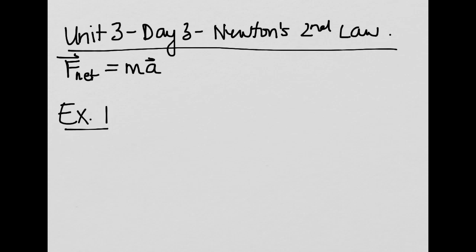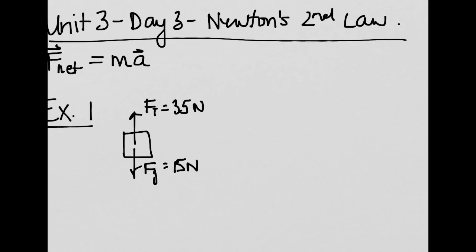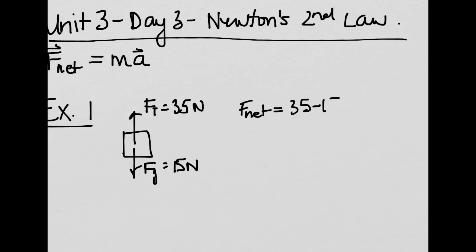Example 1 says, determine the net force on the object below, then determine that object's acceleration with direction. So I've added in the diagram here. Yesterday we found the net force of this block here, so let's just do that again. F net is equal to 35, take away 15, which is 20 newtons. The mass of the block is 2 kilograms.